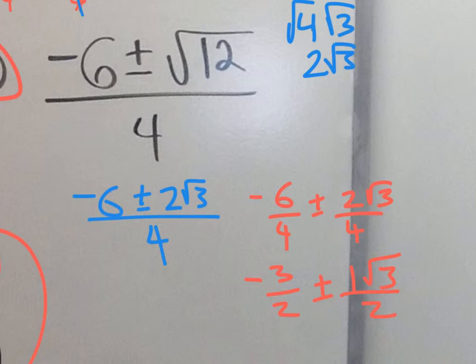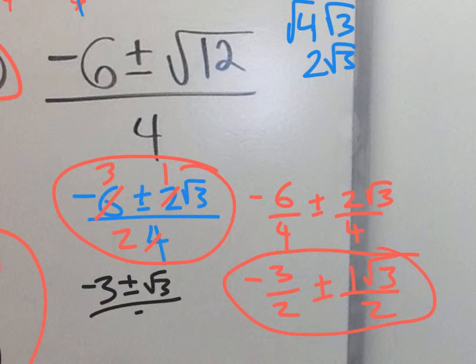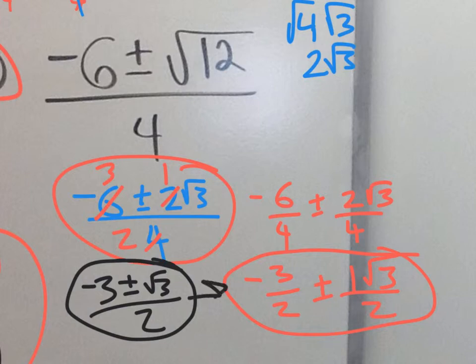In this case, you could just go from here and say, okay, all of these have a multiple of 2 in it. Let me reduce by 2, reduce by 2, and reduce by 2. And this would be an equally acceptable answer, negative 3 plus or minus square root of 3 over 2. As a matter of fact, this one actually looks better than this one over here that's circled in red.